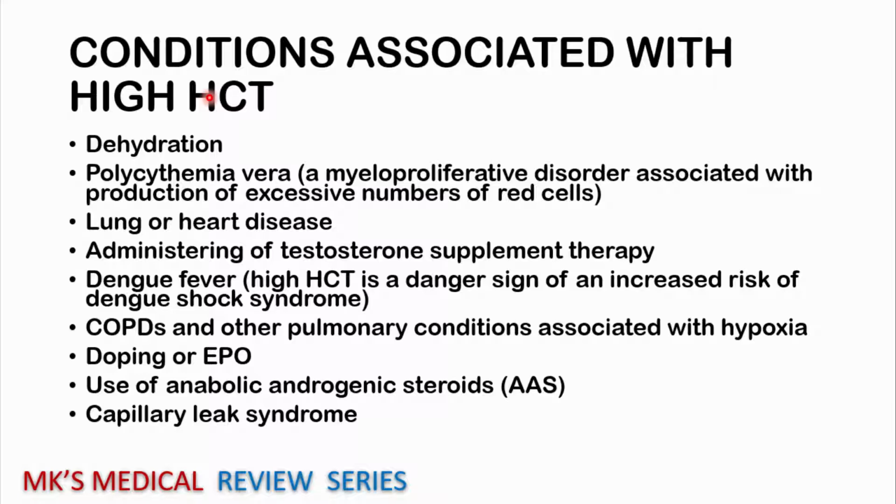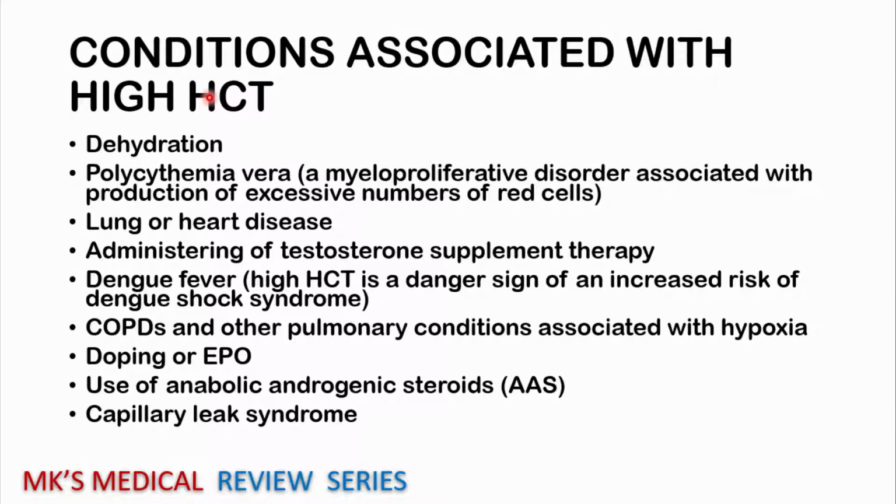And if you get a high hematocrit in a patient with dengue fever, this is actually a dangerous sign, and they are at risk of developing what is known as dengue shock syndrome. You may also have chronic obstructive pulmonary disorders and other pulmonary conditions that are leading to hypoxia. Reason being, if there is hypoxia, there is erythropoietin that's going to be released. Erythropoietin will result in stimulation of synthesis of red blood cells, increase the red blood cell mass, increase the hematocrit.